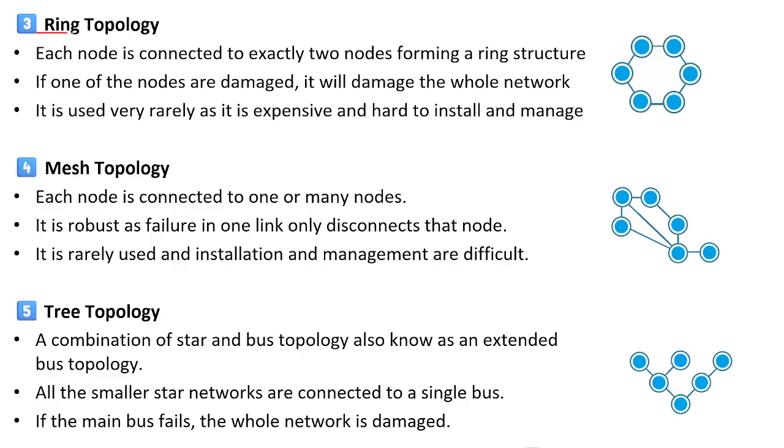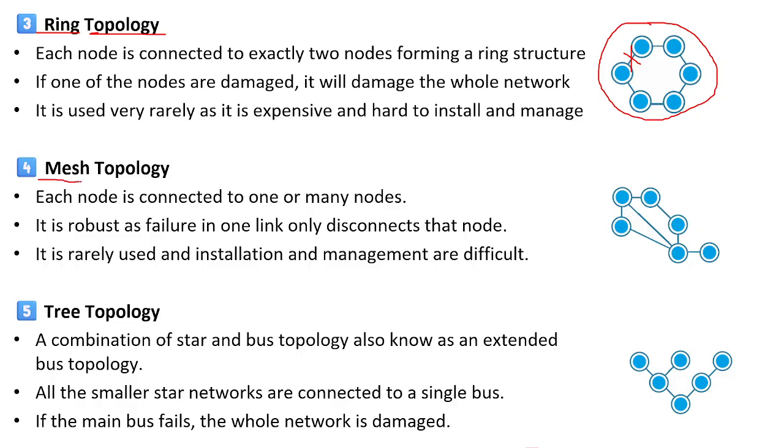Then we have the ring topology, where each node is connected to two other nodes, forming a ring-like structure, like this. Talking about the advantages, it is cheap, the same as the bus topology. If we talk about the disadvantages, it's hard to install, and if any one node fails, like here, the whole system will fail. So again, it is rarely used in today's network area.